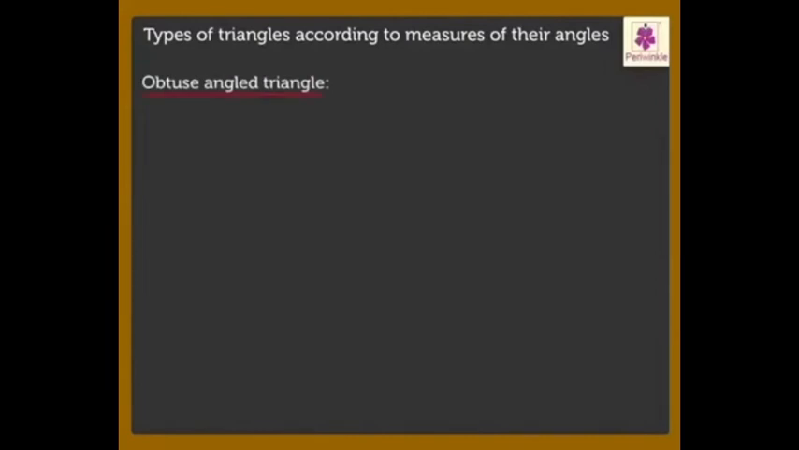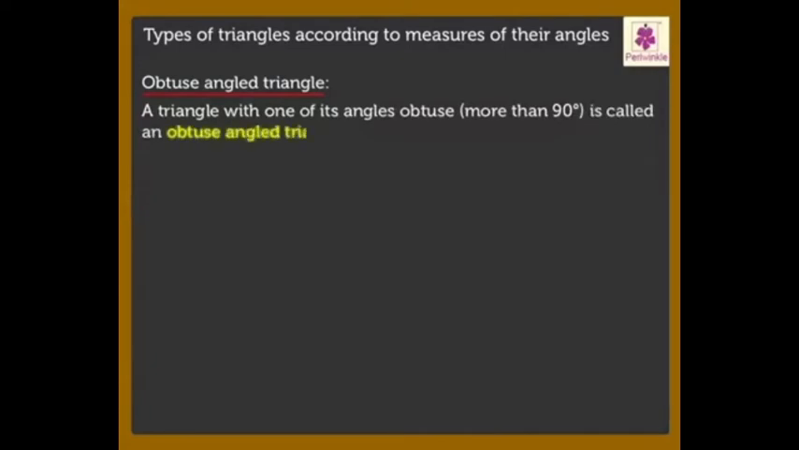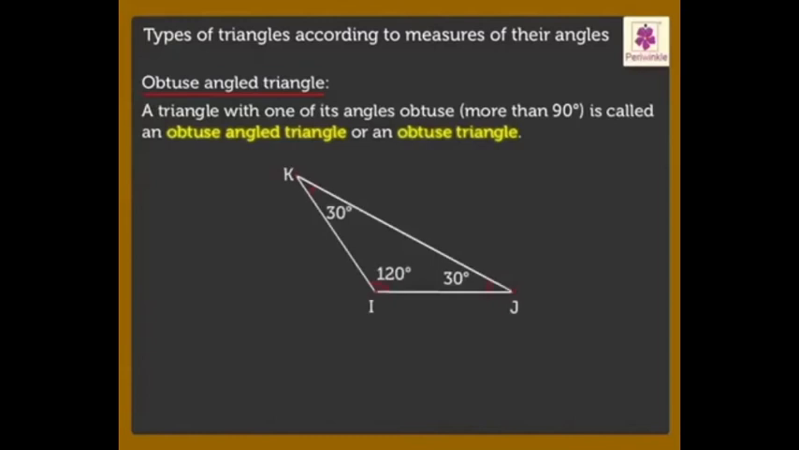An obtuse angled triangle. A triangle with one of its angles obtuse, that is more than 90 degrees, is called an obtuse angled triangle or an obtuse triangle. In triangle IJK, angle I measures 120 degrees, which is therefore an obtuse angle. Thus, triangle IJK is an obtuse angled triangle.